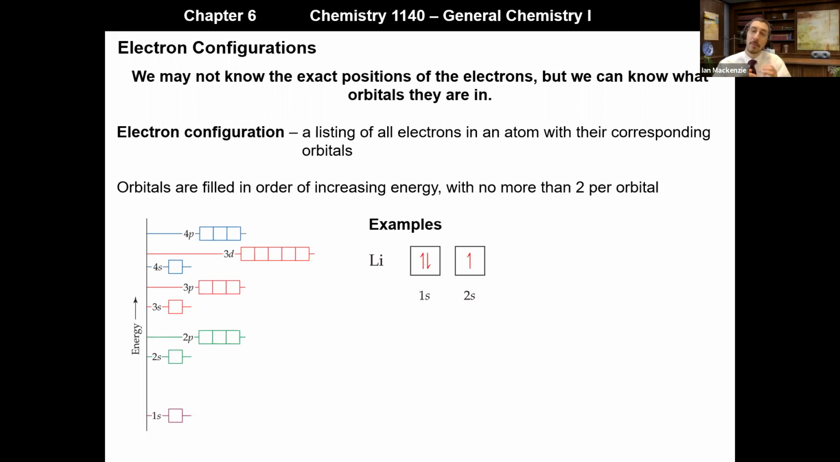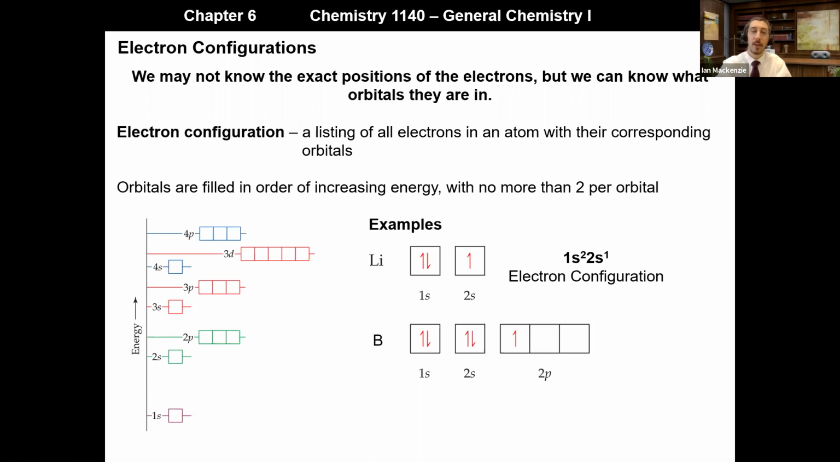When I write the electron configuration, I write something very similar. I simply designate it slightly different. So I put the energy level, and then the orbital type, and then in superscript, I put the number of electrons in that orbital type. So here it's just 1s2, 2s1, because there's 2 electrons in the 1s orbital, 1 electron in the 2s orbital. If I move over to boron, which has 5 electrons, I'll just first fill the 1s orbital, then the 2s orbital, and then I've got only 1 electron left over, so I put that into one of the 2p orbitals.